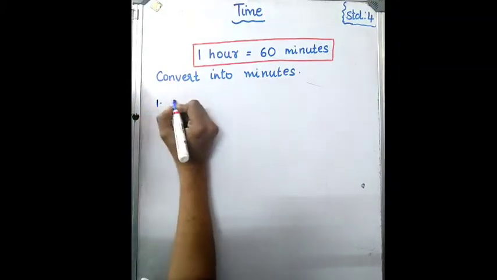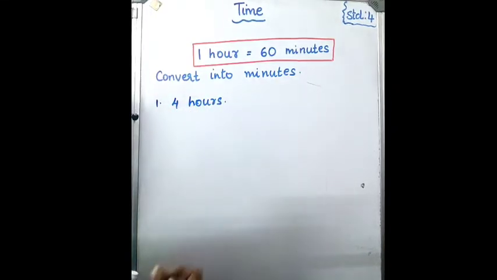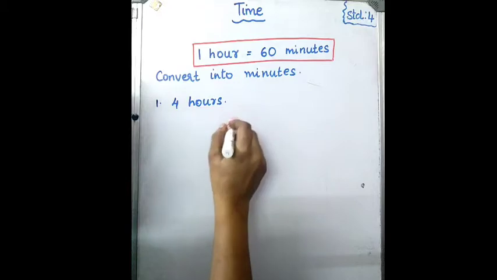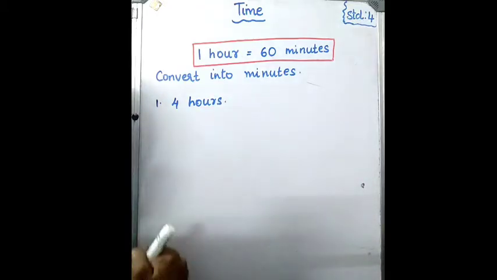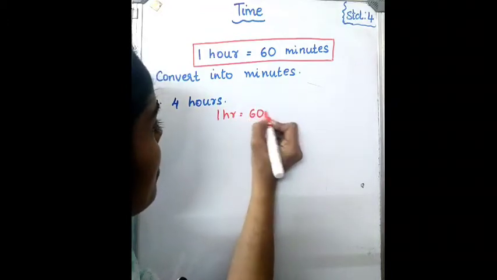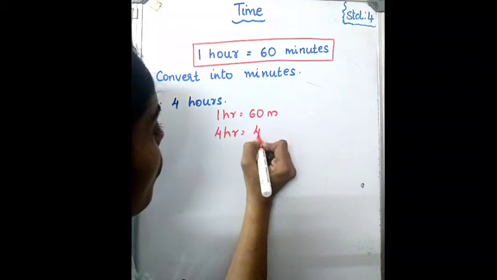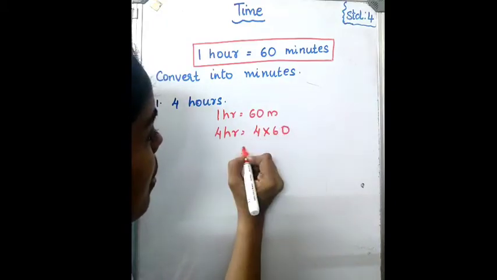First one, 4 hours. 4 hours, how you will convert this into minute? First of all, you have to multiply this with 60. We know that 1 hour equal to 60 minutes. Then 4 hour equal to 4 into 60.